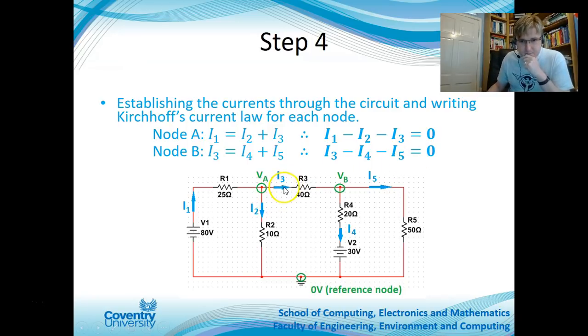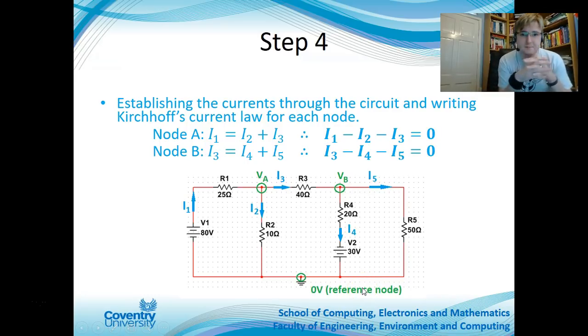So then you've got I3 going into VB. Now note V2 is pointing downwards, so that's your positive terminal. So the current's going to point downwards, so it's logical that the current's going to flow in this direction. So it's going to flow down, and then you've got R5 that comes out as well.